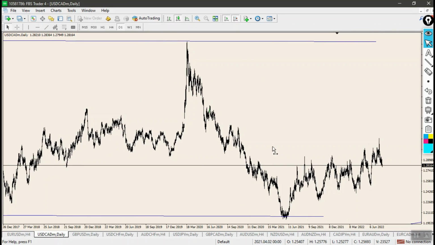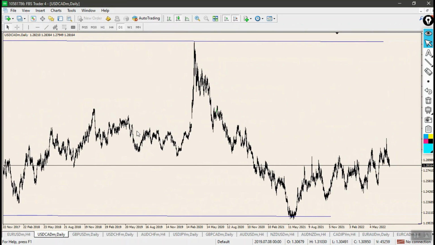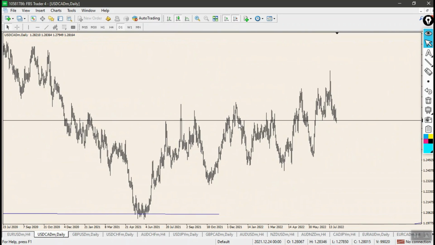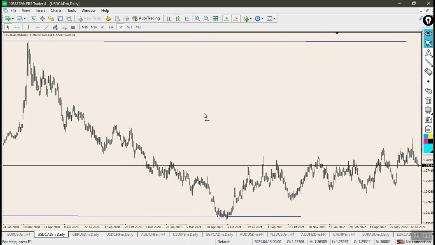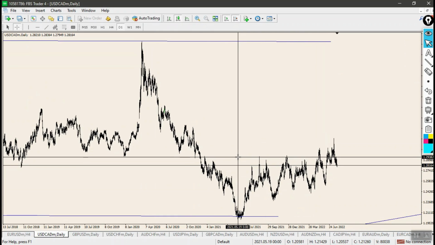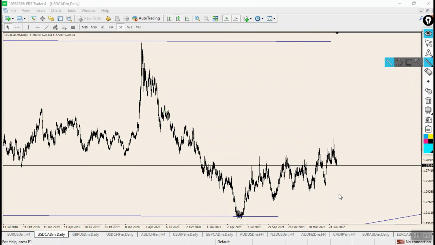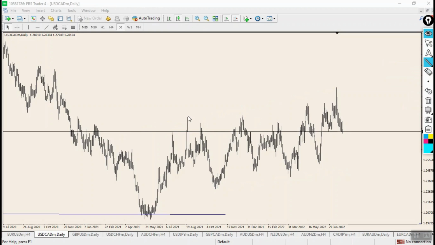On the first example, we are on USD CAD. And on USD CAD, as you can see, we have a huge downtrend, right here. And we have this structure that has built since 2021 on the daily chart. So let's draw our structure here and identify it.